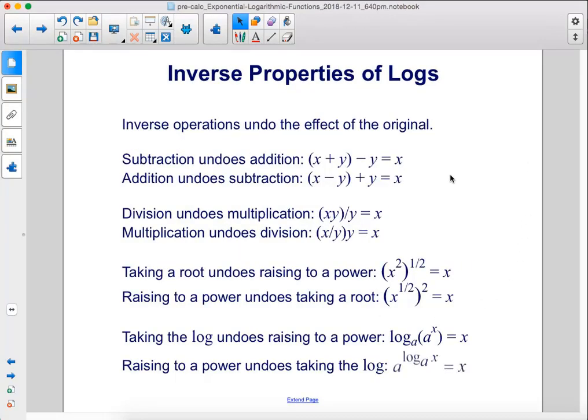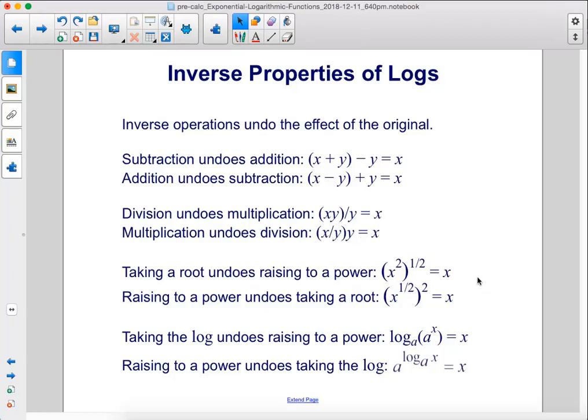Inverse operations undo the effect of the original. Subtraction undoes addition, so x plus y minus y equals x. Addition undoes subtraction, so x minus y plus y equals x. Division undoes multiplication, x times y divided by y equals x. Multiplication undoes division, so x divided by y multiplied by y equals x.